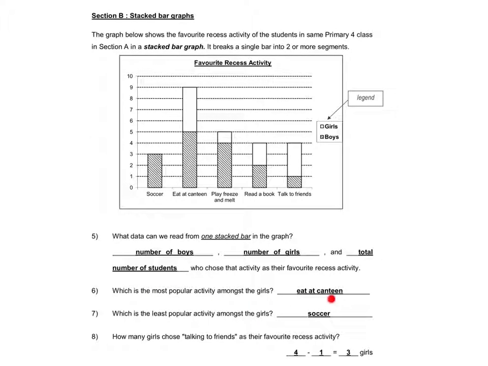So what is the most popular among the girls? It is eat at canteen. Which is the least popular activity among the girls? You find the one that has the least number of girls, which is soccer. Next, how many girls choose to talk to friends? You must remember that this 4 represents the total of boys and girls, and what you want is only this part here. So you take the total minus the boys, and you will get the girls. So it's 4 minus 1, which is 3.